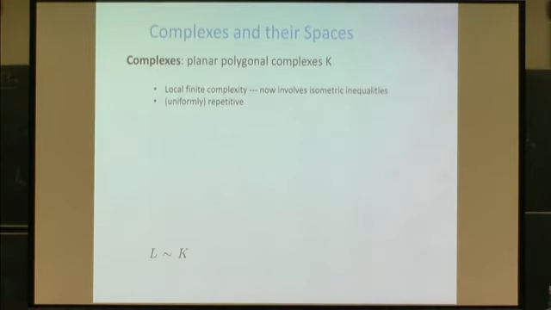So what is some of the structure behind this? Well, at the combinatoric level, there are these complexes and their spaces. Our complexes, the combinatorics is encoded in these planar polygonal complexes, which we call K. The types of conditions we need involve local finite complexity. So in these tilings, no more than a certain number of edges on any tile, so an upper bound on the number of edges of any tile, and an upper bound on the number of tiles that meet at any vertex.